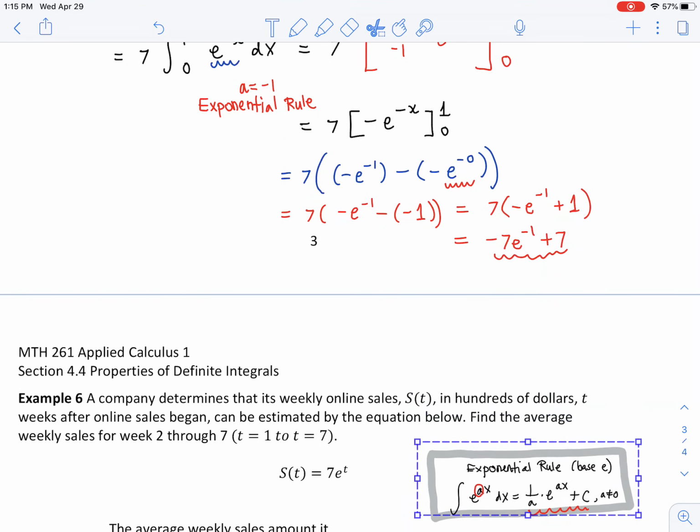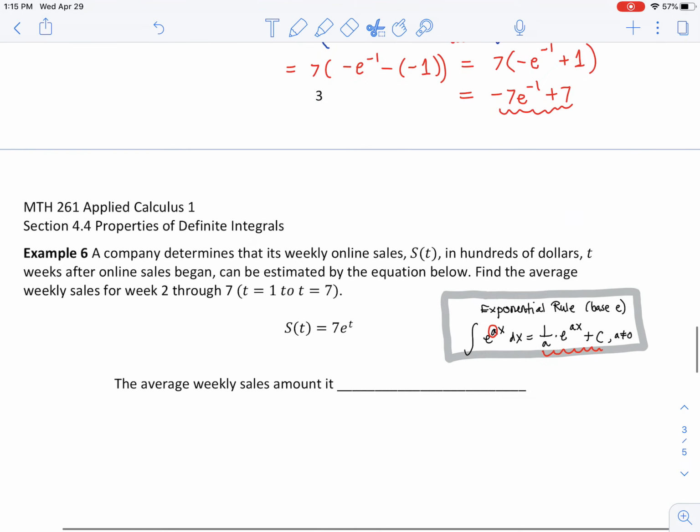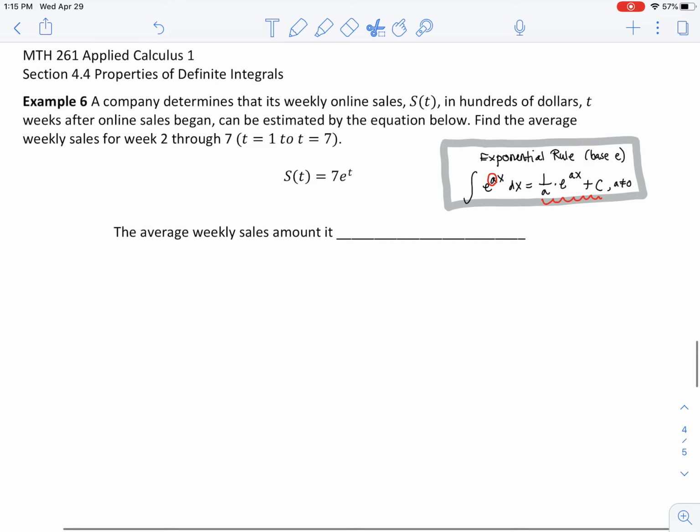All right, let's do one more exponential rule. We have to review this rule. I think the last one is also using the exponential rule. Our example 6: a company determines that its weekly online sales, S of t, in hundreds of dollars, t weeks after online sales began, can be estimated by the equation below.